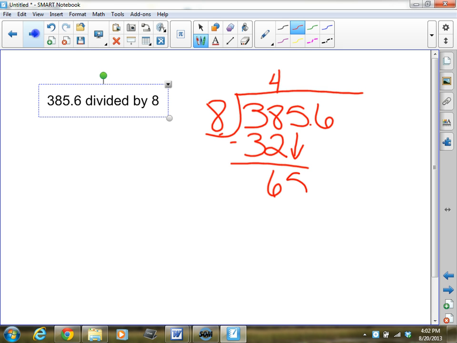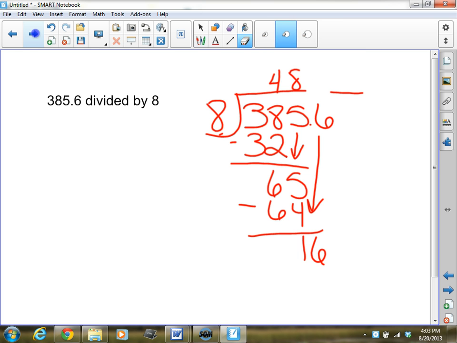Bring down the 5. 8 into 65, well, 9 is too big because 9 times 8 is 72. 8 times 8 is 64, so that one works. Minus 64, subtract, I get 1 left over. Bring the 6 down, and again, I know this one's easy. 8 times 2 is 16. Oops. That's not the number I wanted. I wanted a 2.